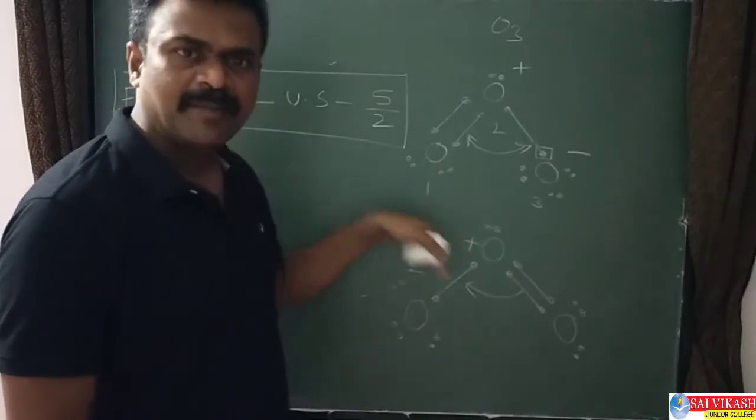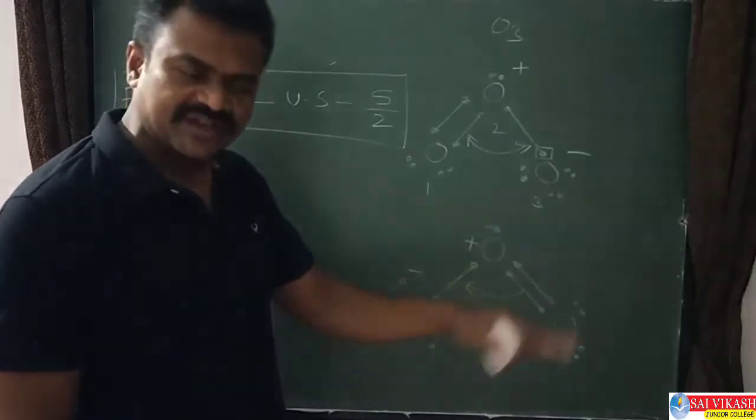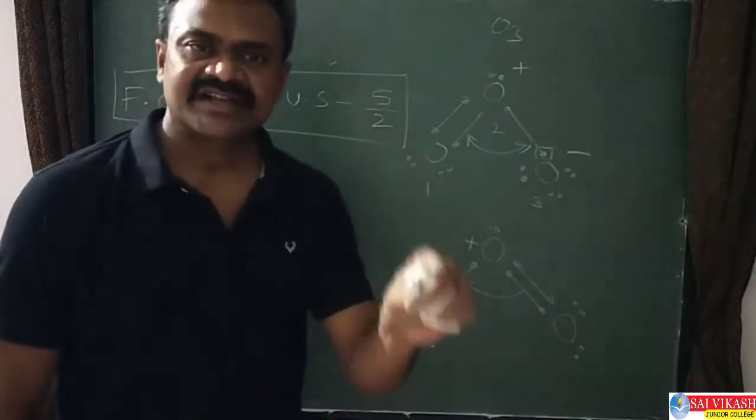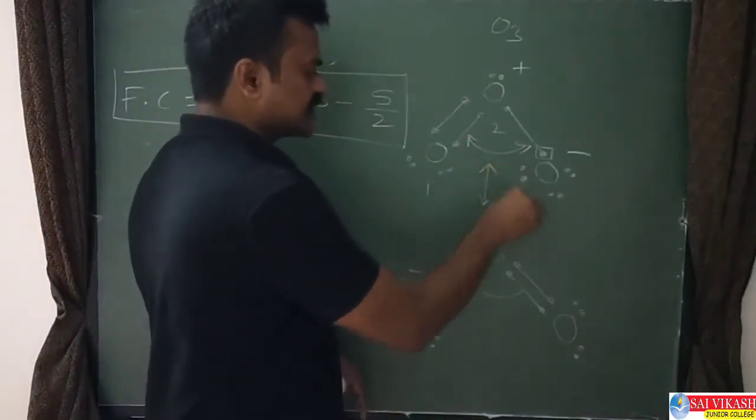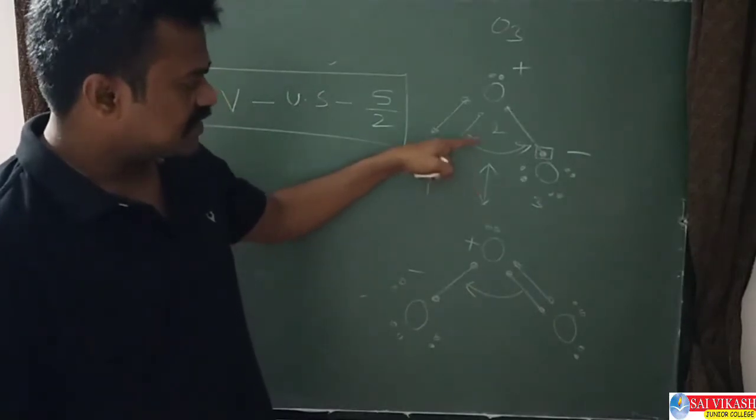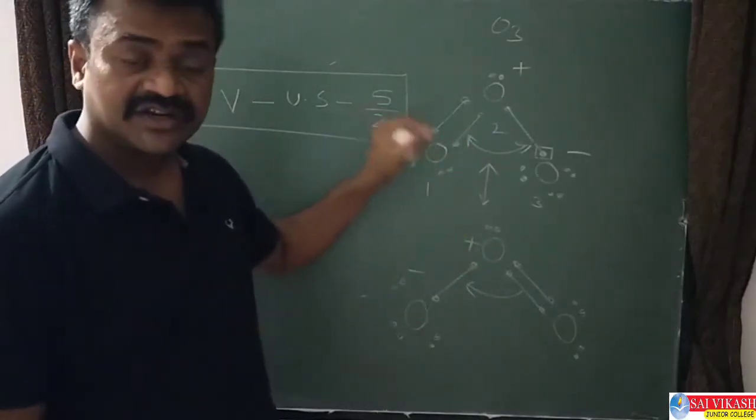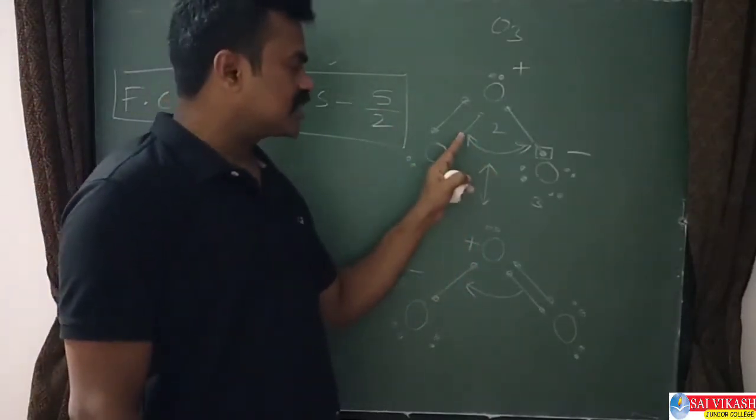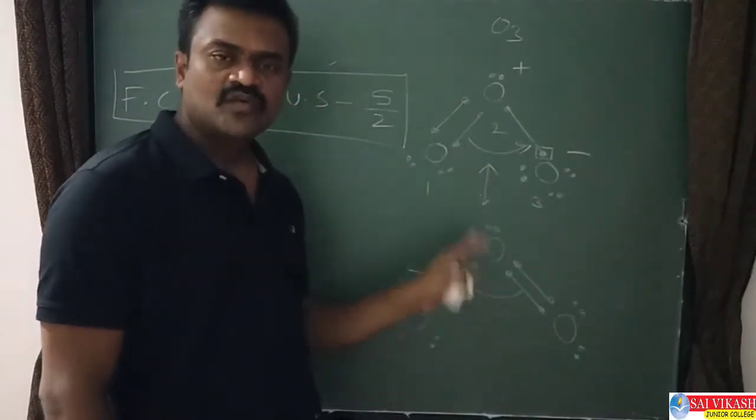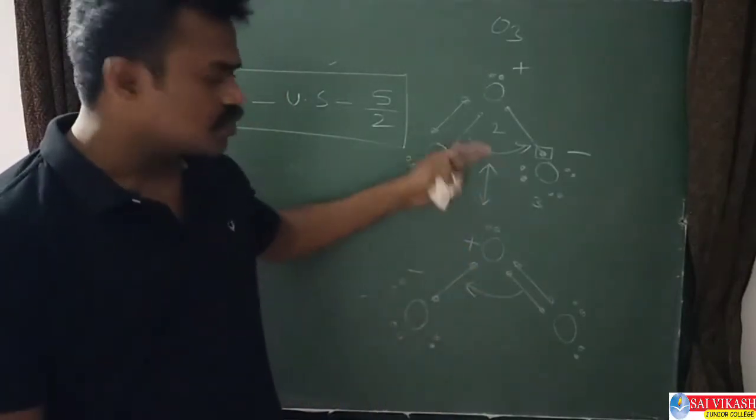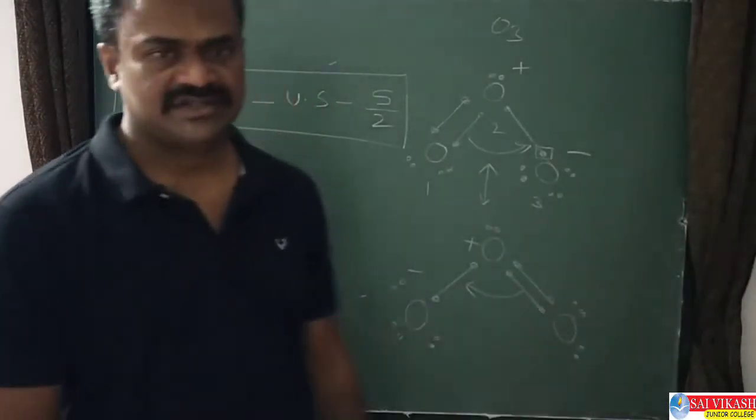This type of displacing of electrons from one position to another position within the molecule is called resonance. So these two are called resonance structures. The double arrow means this can be changed to this. Whatever structures are forming, these two are interconvertible structures, and they are called resonating structures.